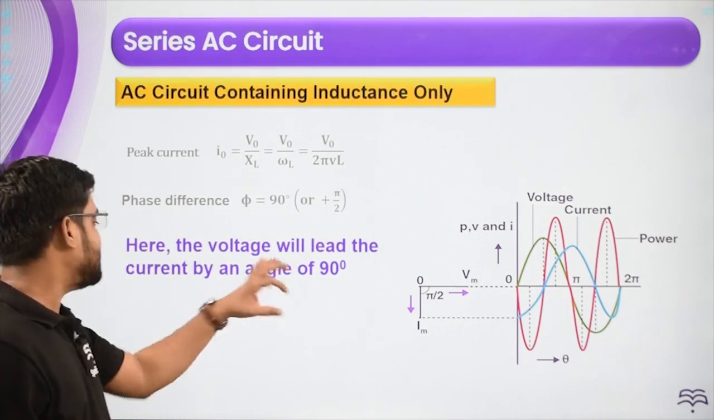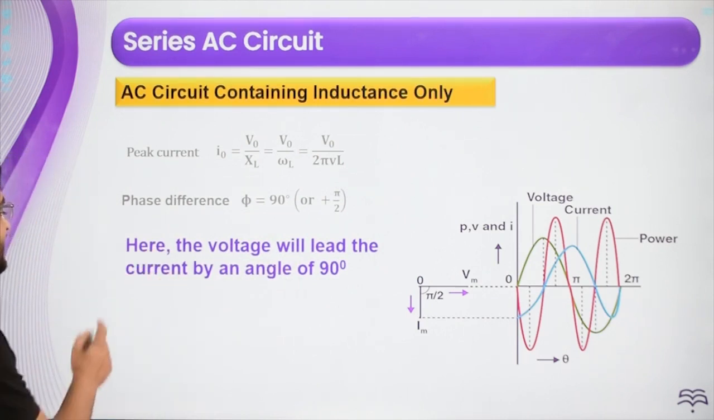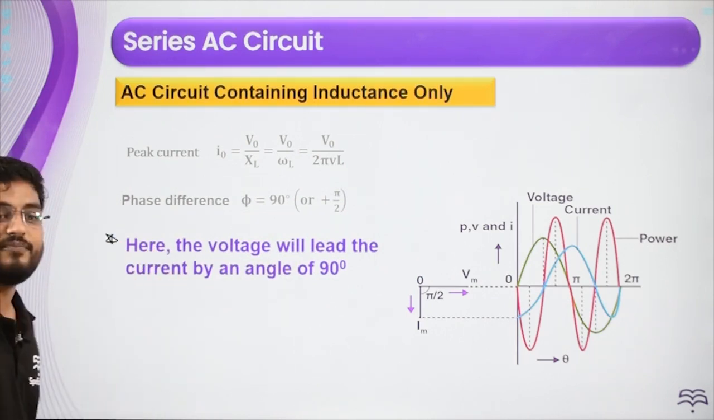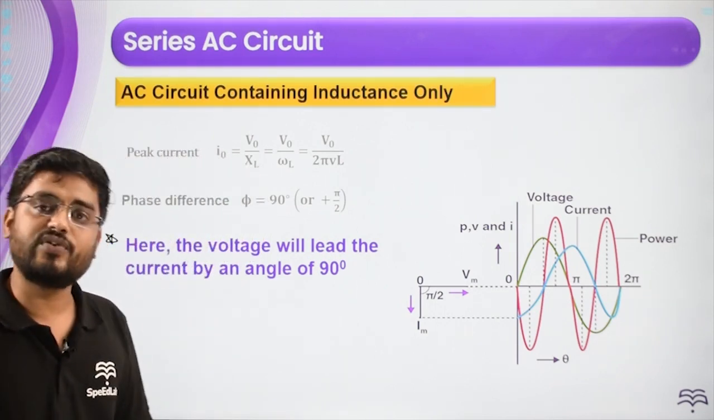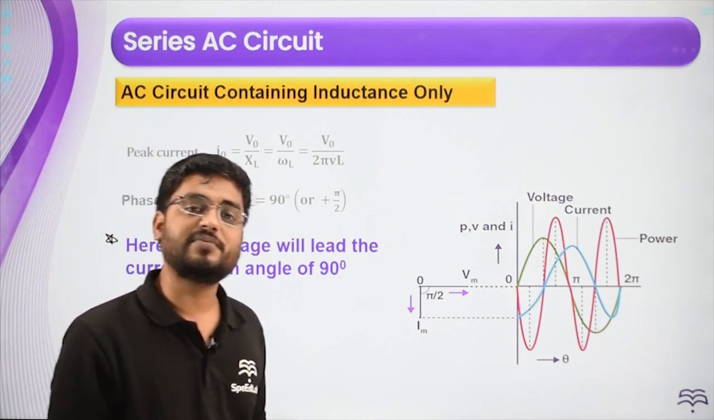We say that voltage will lead the current by an angle of 90 degrees. This is a very important thing to remember. Based on this only we are going to draw our phasor. And once you understand how to draw the phasor, you will be able to solve the problems.